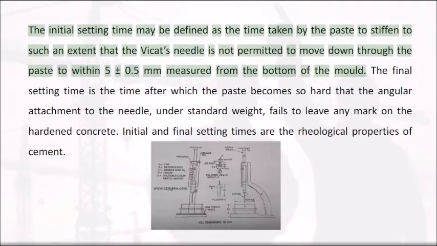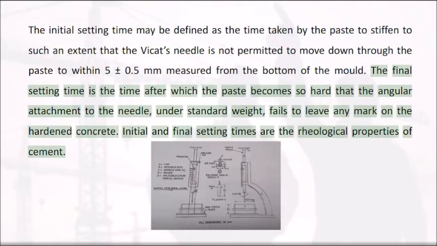The initial setting time may be defined as the time taken by the paste to stiffen to such an extent that the Vicat's needle is not permitted to move down through the paste to within 5 plus or minus 0.5 mm measured from the bottom of the mold. The final setting time is the time after which the paste becomes so hard that the angular attachment to the needle, under standard weight, fails to leave any mark on the hardened concrete. Initial and final setting times are the rheological properties of cement.